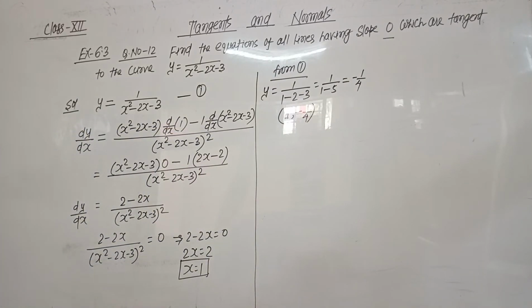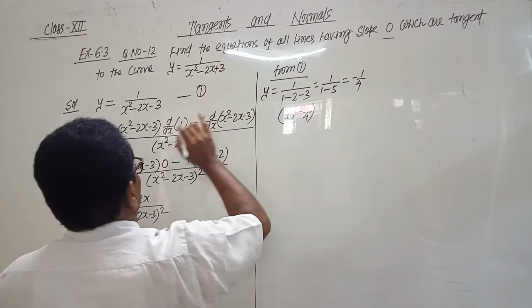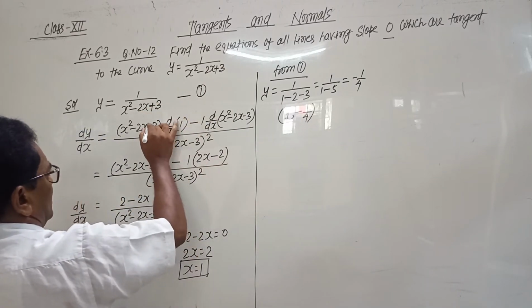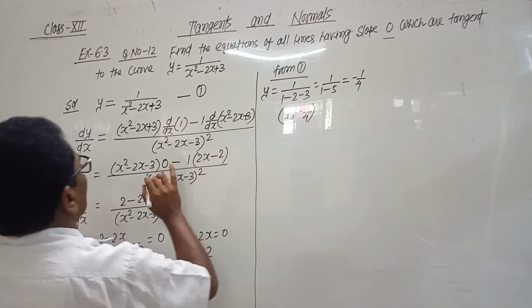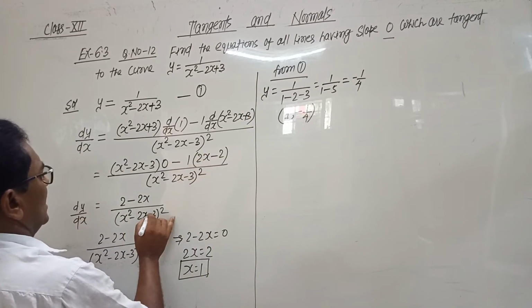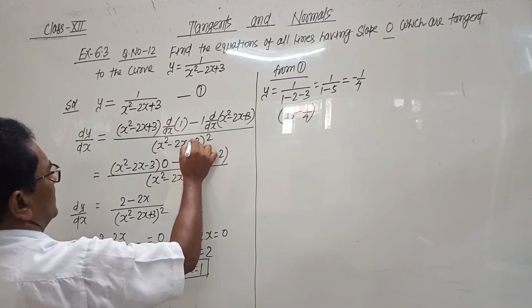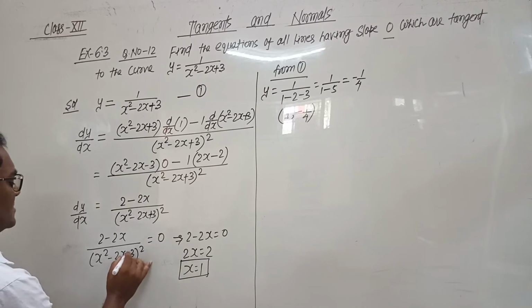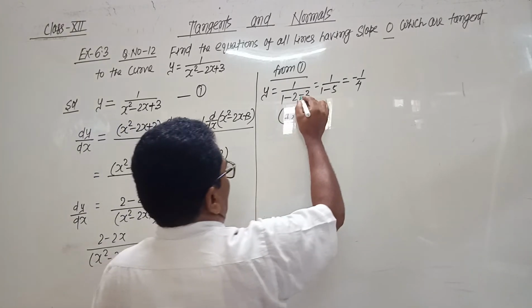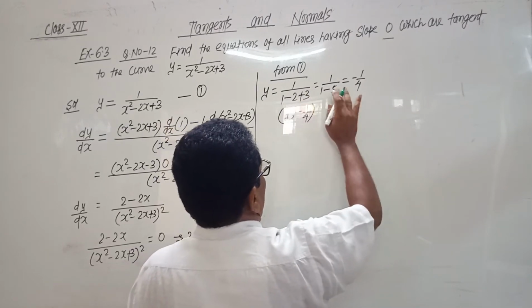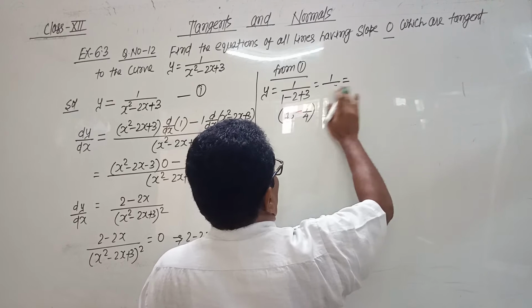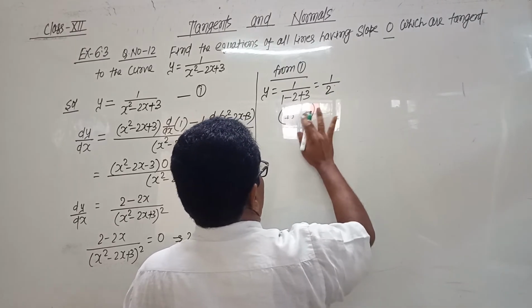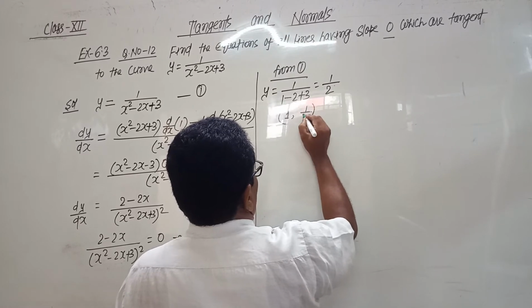The value of x comes to be 1 and the value of y comes to be x square minus 2x and plus 3. There is plus 3. So 2x minus 2 and this is plus 3, x equals to 1. So 1 plus 3, 4, 4 minus 2, we get 1 by 2. So the points comes to be 1 and 1 by 2.